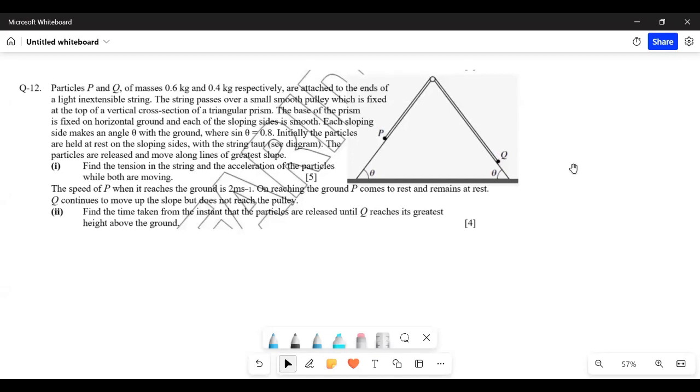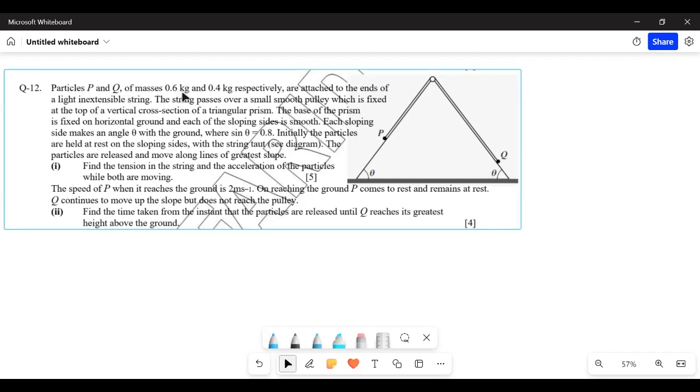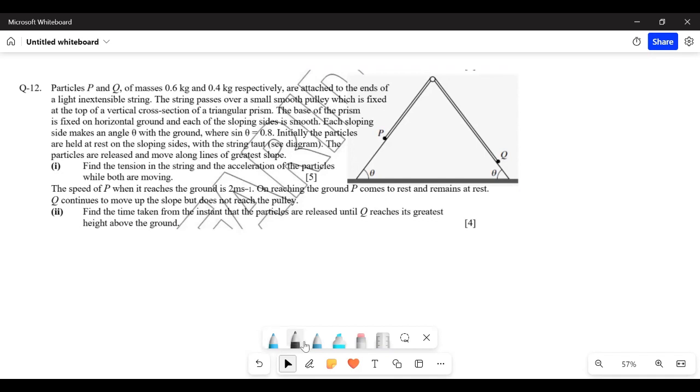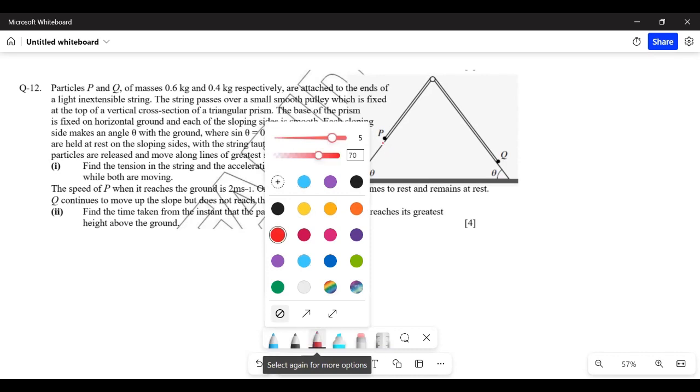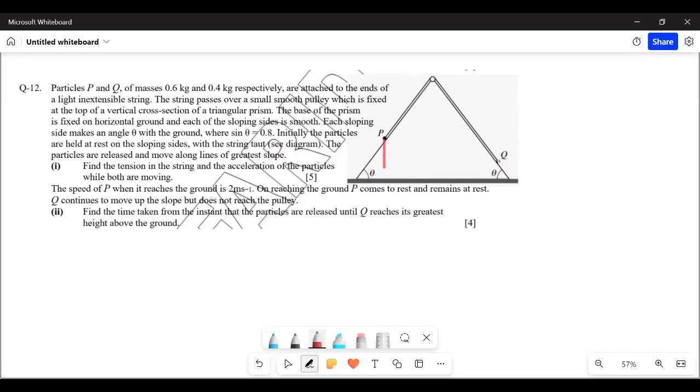Question number 12 of the worksheet on connected particles. Particles P and Q of mass 0.6 and 0.4 respectively are attached to the ends of a light inextensible string. So now the weight mg is not going to be vertically downwards. Actually, it will be vertically downwards, mg and mg, but we will be using its components. So we will be using the component in this direction, which is mg cos theta.